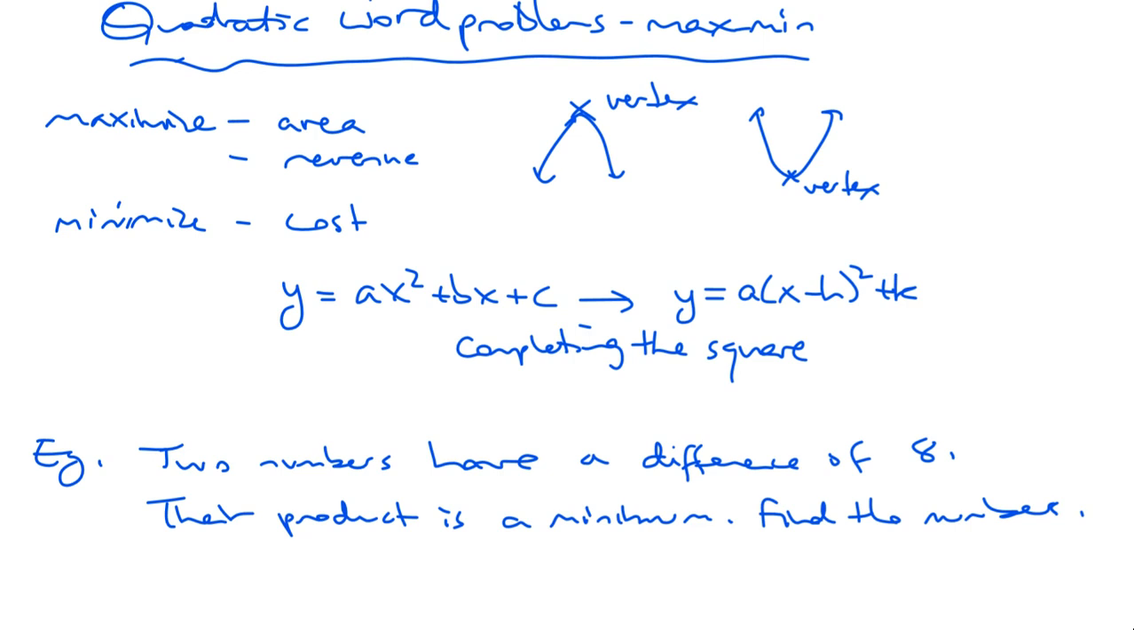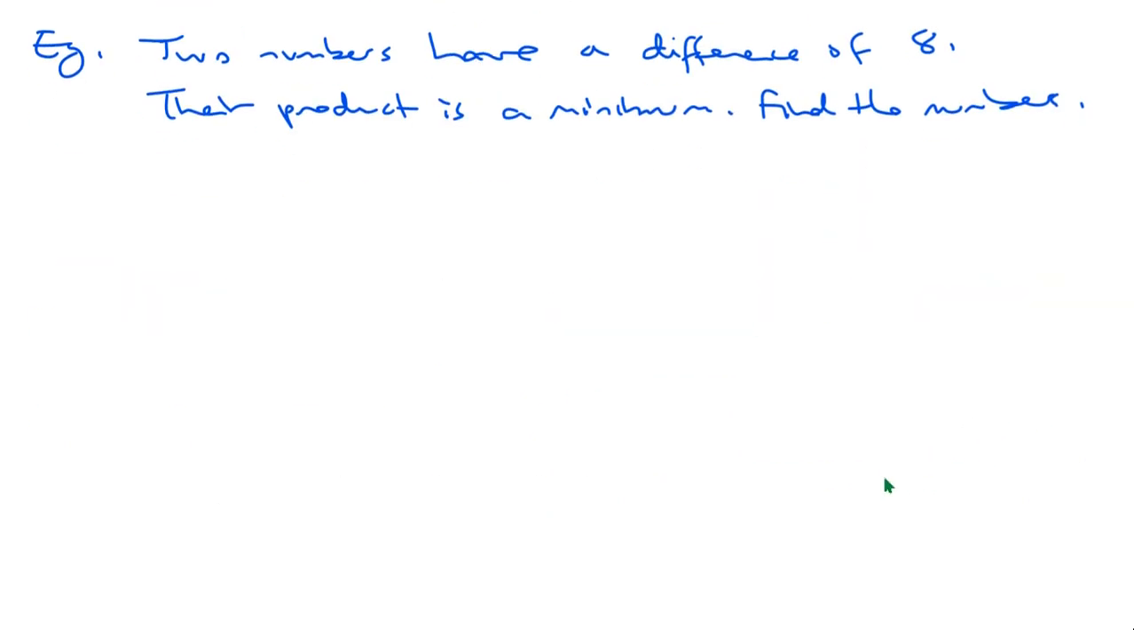Let's go through the words. There are two numbers that have a difference of 8. I could pick 1 and 9, which have a difference of 8, or 10 and 18. I can even go into the negatives: negative 8 and 0 also have a difference of 8.